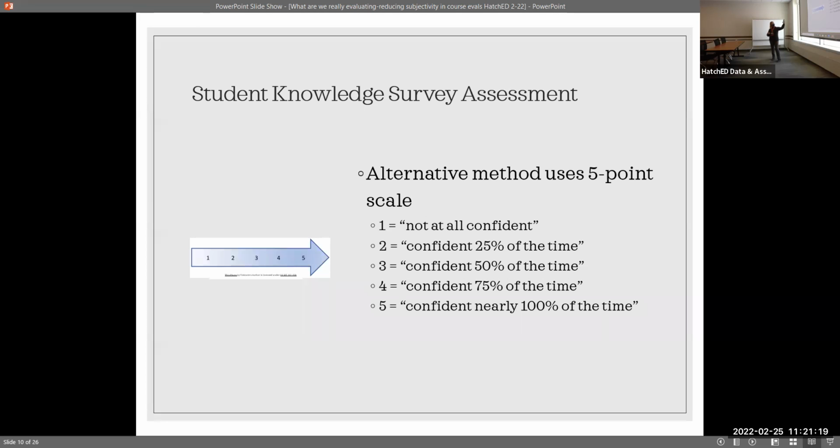So on a 5-point scale, for each course outcome, I ask the student if they are 1, not at all confident, 2, confident 25% of the time, 3, confident 50% of the time, 4, confident 75% of the time, or 5, 100% confident all of the time that I could perform this course outcome. And again, that scale seems to work pretty well for me, but you can certainly customize this to your own needs within your course.